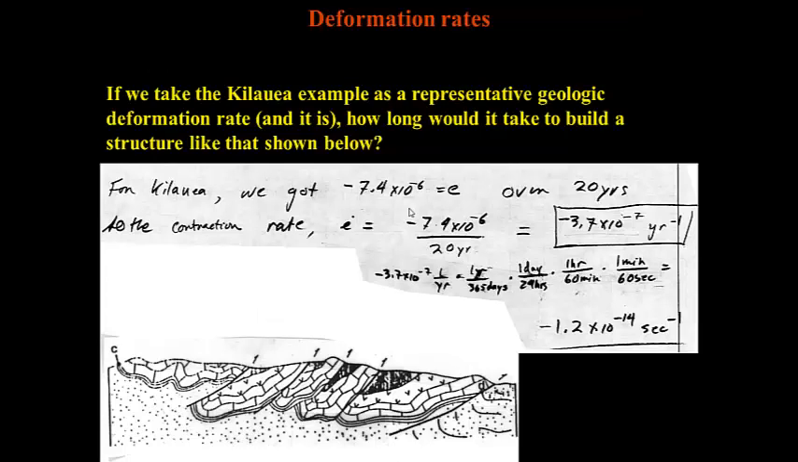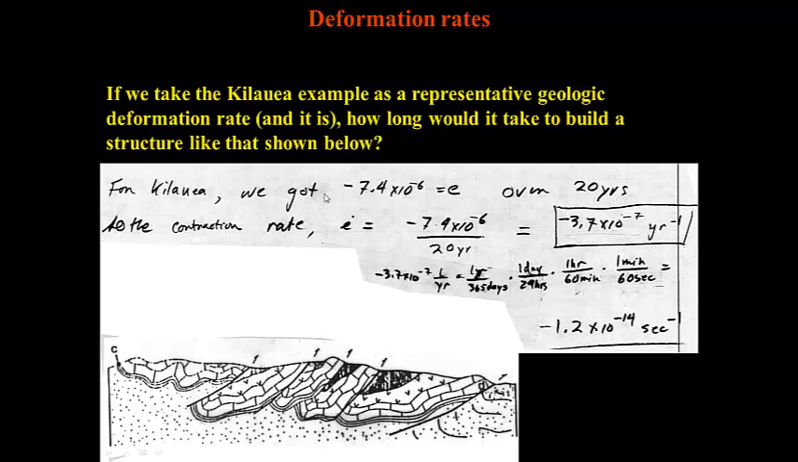So now let's follow along a little bit and look at deformation rates. We take the Kilauea example, what we just talked about, and ask, is that representative? If it's representative, which we assume it is, how long would it take to build some kind of large geologic structure? So for Kilauea, we get minus 7.4 times 10 to the minus 6 as the elongation, and it occurred over 20 years. That was the time between the measurements of those positions, and over those 20 years, they moved the amounts u1 and u2.